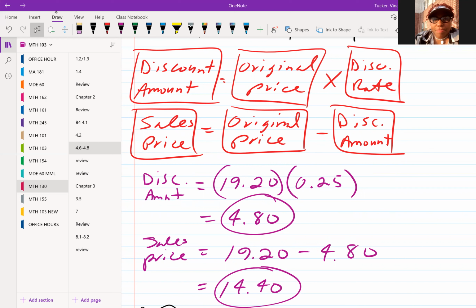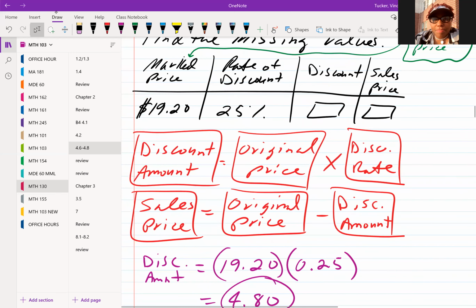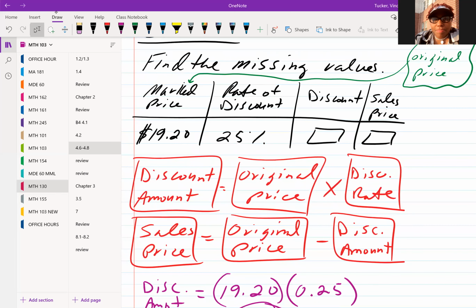I have to go back up. I like to be able to really see it. Scroll back up just a smidge for me. Okay, so it's giving me the mark price, which is considered the sale price? No. The mark price is the cost that it is. So I'm taking the discount amount.